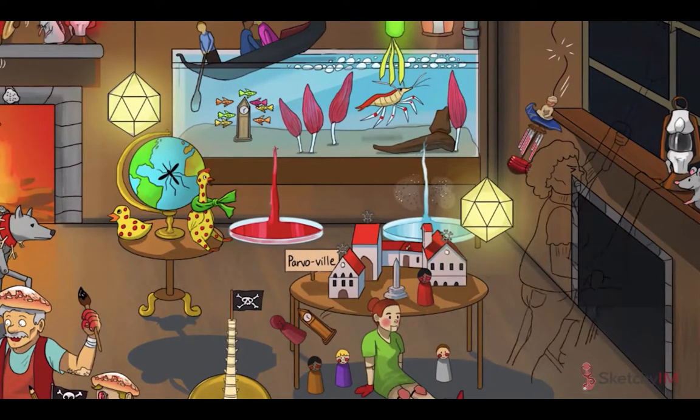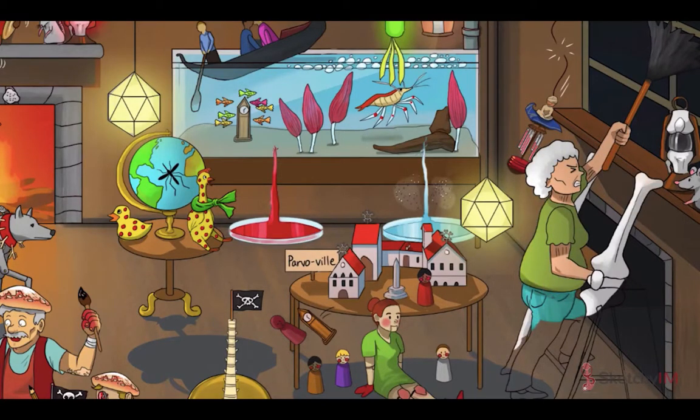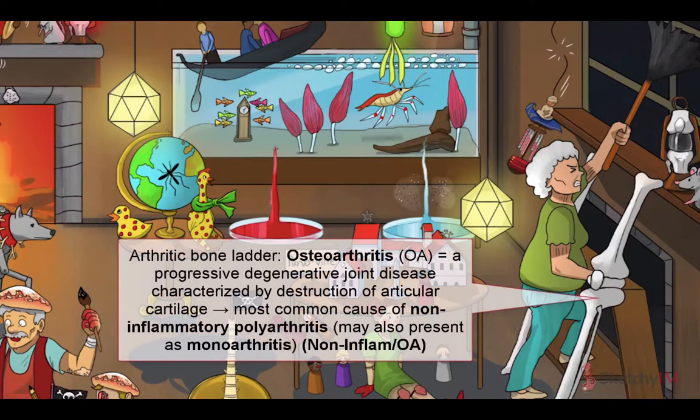The most common cause of non-inflammatory polyarthritis is osteoarthritis, which we'll abbreviate OA, a progressive degenerative joint disease characterized by destruction of articular cartilage. The pathogenesis of OA is multifactorial and thought to be caused by chronic wear and tear on the joint, in combination with abnormally increased activity of pro-inflammatory mediators and proteases. Yep, there is in fact itis in that joint.